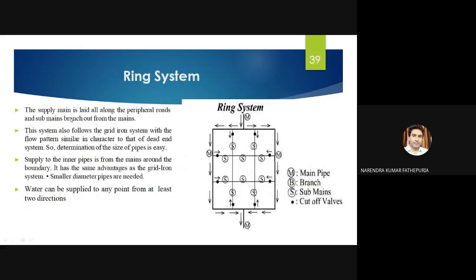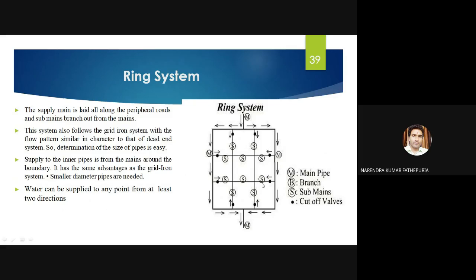This is the last one, the ring system. The supply main is led all along the peripheral roads and submains branch out from the mains. You see there, this is the main pipeline. It is equally distributed in two directions. This is your layout, the complete colony layout. Now water will go first here and then here, equally distributed, depending on how many supplies there are. First it will go like this in a uniform manner, and finally it will join this main pipeline. So here also it will come like this and join the main pipeline. Like this, water will go further also.